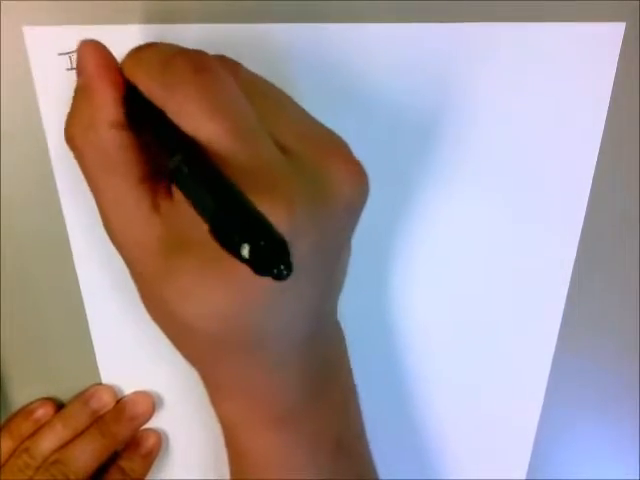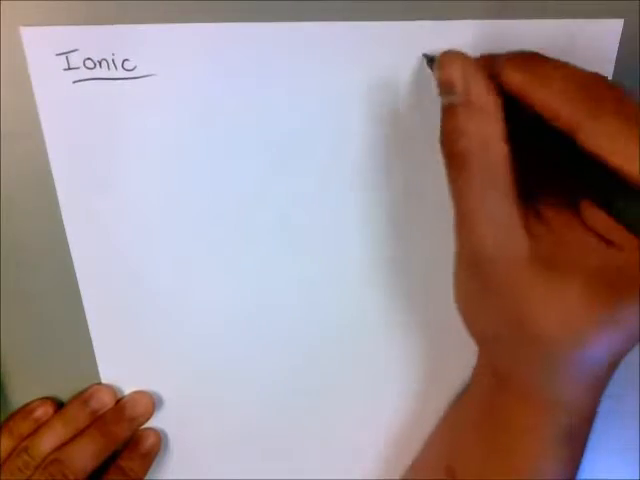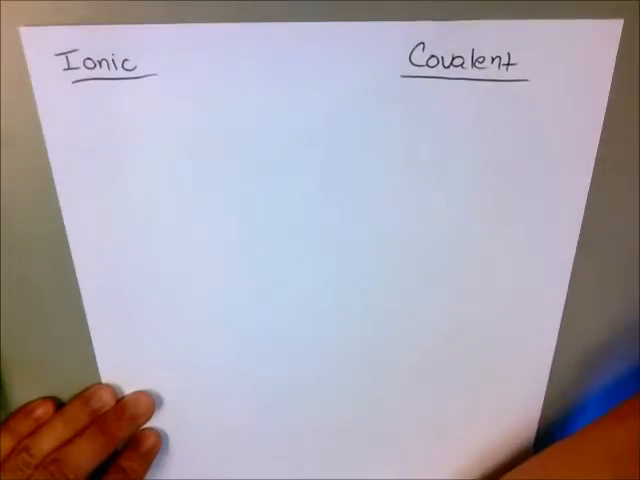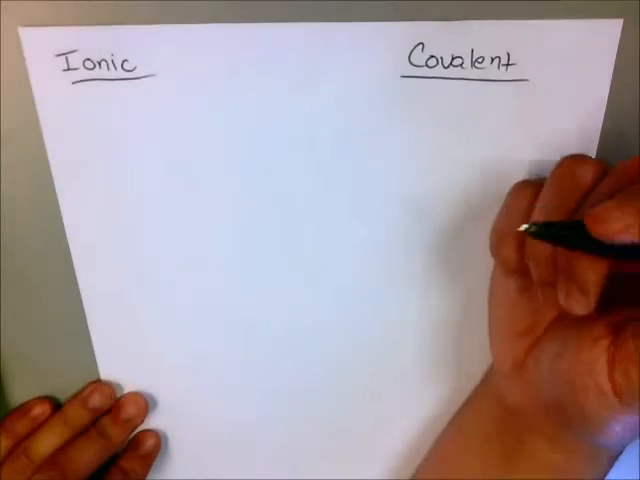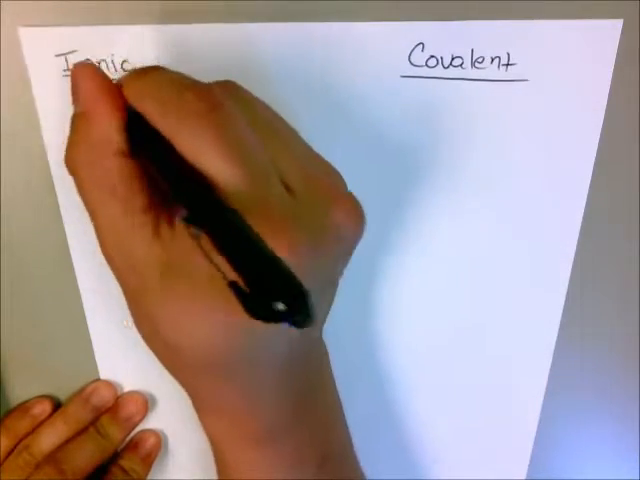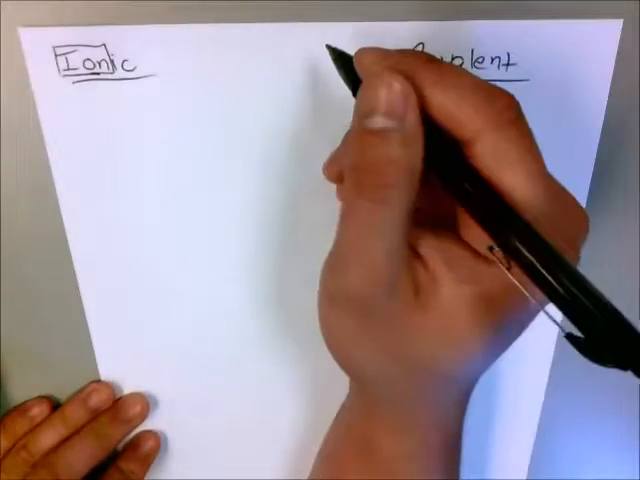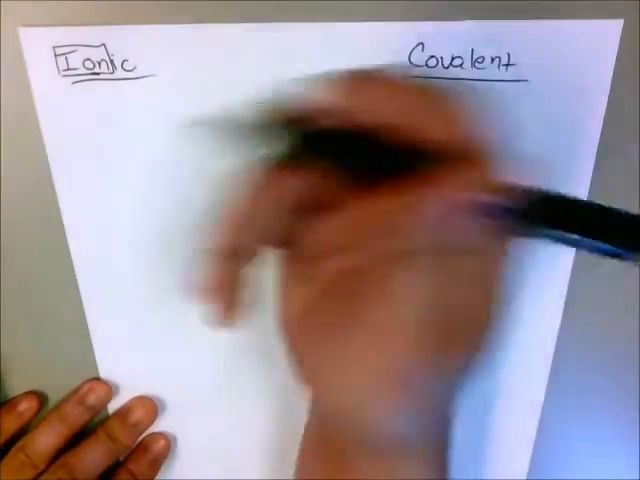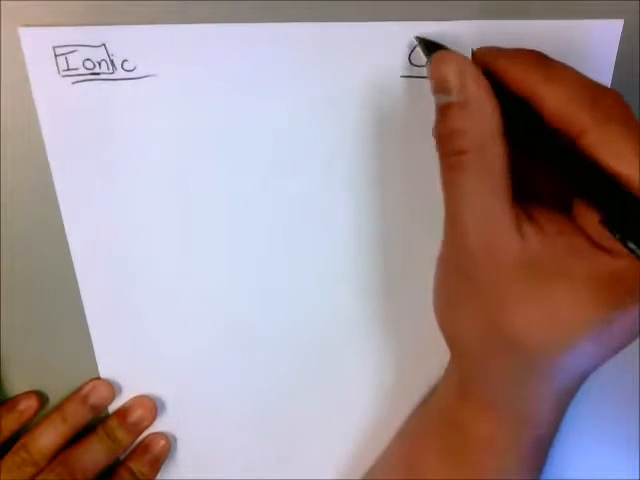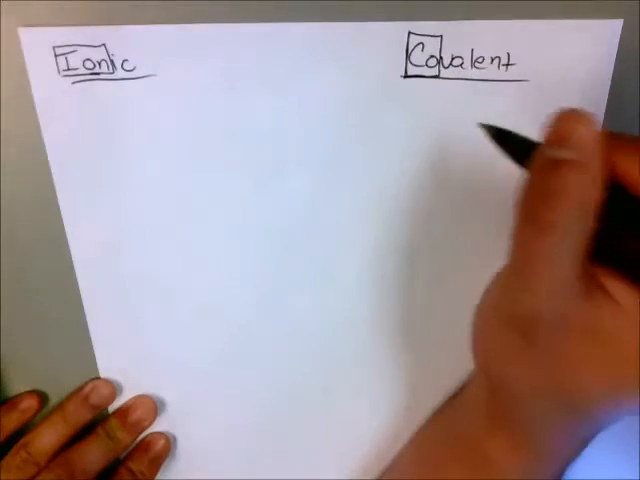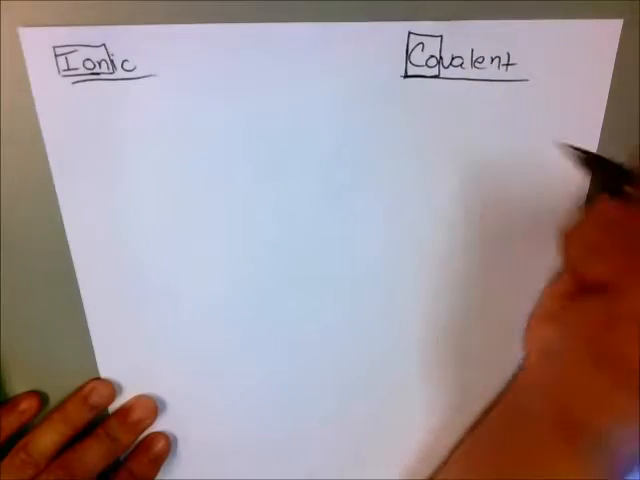Ionic bonding and covalent bonding. So the words I want you to focus on are, first off, the word ion. Ion just means a charged particle. So if your whole thing is positive or negative, it's an ion. Covalent, I want you to worry about the word co. Valence we'll talk about later. That's actually an important word, but we're going to focus on co.